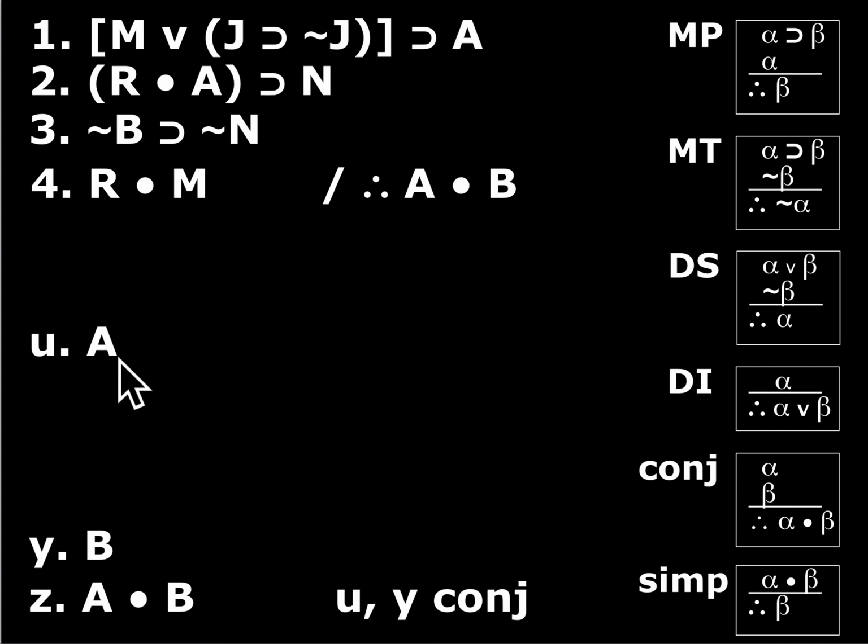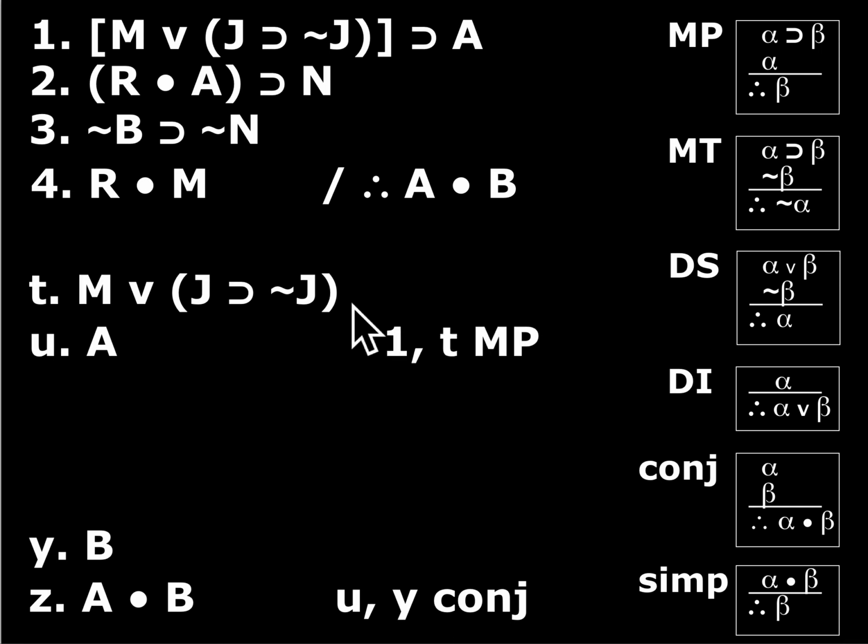How might I get A? Well, A shows up here. If I could get this antecedent, then I could do modus ponens to get A. So it might be that the way I get A is by managing to derive this and doing modus ponens on lines T and 1, because this is this antecedent, then I could get A.